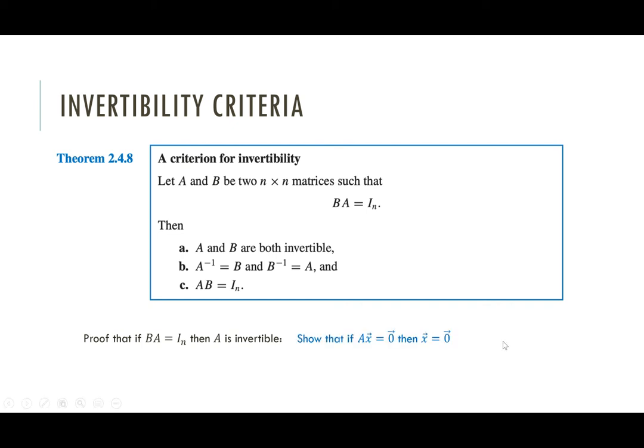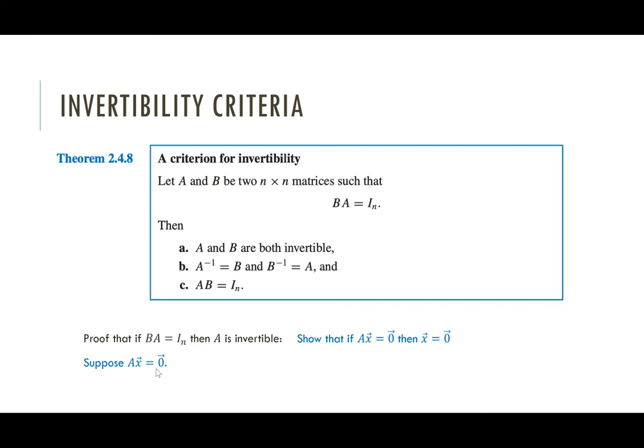But we're going to use this tool that we talked about in the last slide. If we can show that AX equals 0 means that X equals 0, meaning if this is true, then the only thing that made that true is that X was 0 all along. If you can show this, then you've shown it's invertible, because this was the criterion on our last slide. So, let's start with AX equals 0. Suppose AX equals 0, can we prove that X had to be 0?